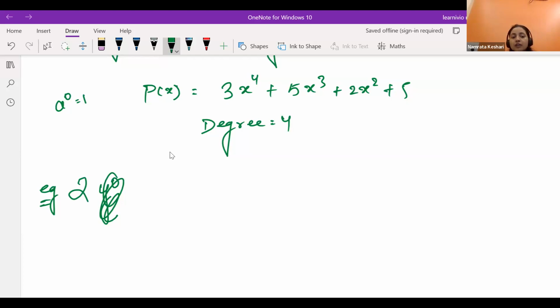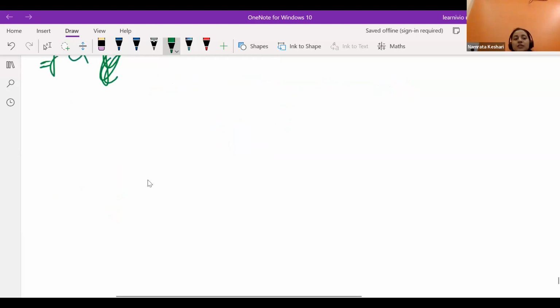Okay, ma'am. And what is the degree of this polynomial? 0. Okay, the degree of this polynomial is 0. So now, on the basis of degree, we will be discussing polynomial names.